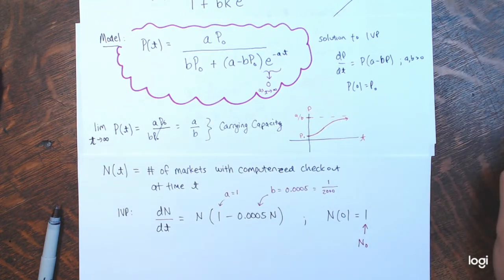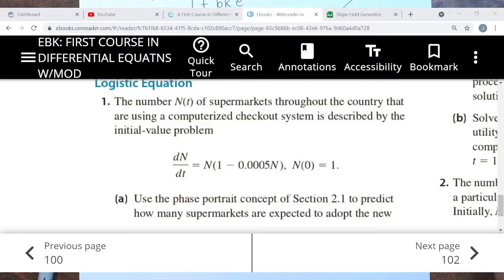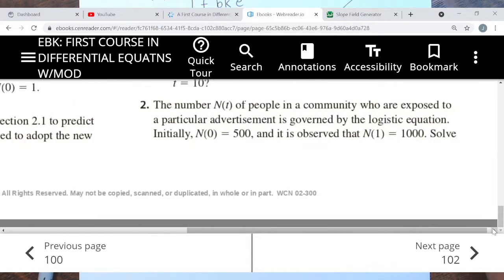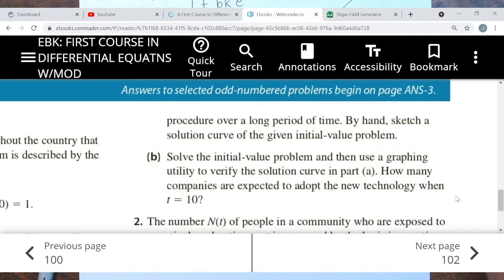But the first part is about, remember, this is an autonomous equation. So part A, use the phase portrait concept of section 2.1. That was on autonomous first order differential equations in this book I'm looking at. Use it to predict how many supermarkets are expected to adopt the new procedure over a long period of time, and sketch by hand a solution curve to the given initial value problem.